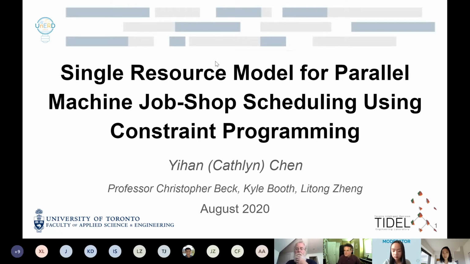So today, I'll be talking about my project, which is to explore the use of single resource model for parallel machine job scheduling with constraint programming. I realize this is a really long, complicated title, and you may still have no idea what this is about. So why don't we start with the basics: what is scheduling and why does it matter?